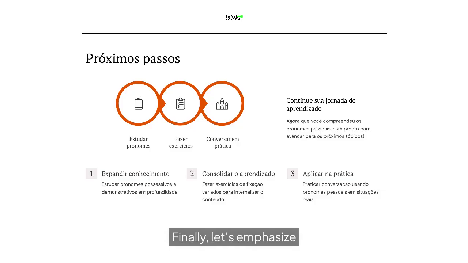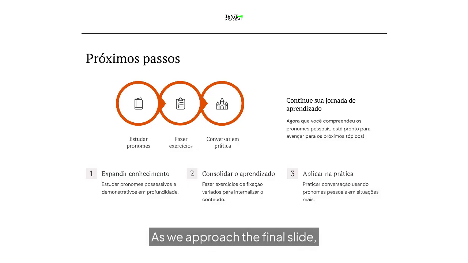Finally, let's emphasize the importance of applying what you've learned in real-life situations. Practicing conversation using personal pronouns will make you more fluent and confident. Picture yourself chatting with a friend or participating in a group discussion. The ability to use pronouns effectively will help your communication flow naturally.